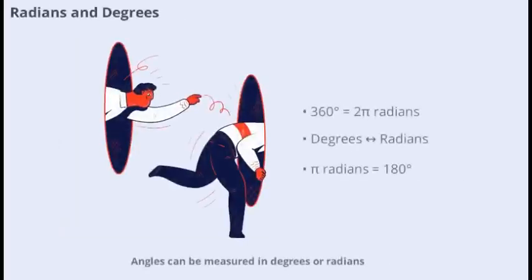Angles can be measured in degrees or radians. One full revolution is 360 degrees or 2 pi radians. To convert degrees to radians, multiply by pi/180. To convert radians to degrees, multiply by 180/pi. Radians are especially useful in higher mathematics and calculus, so it's important to be comfortable with both units.